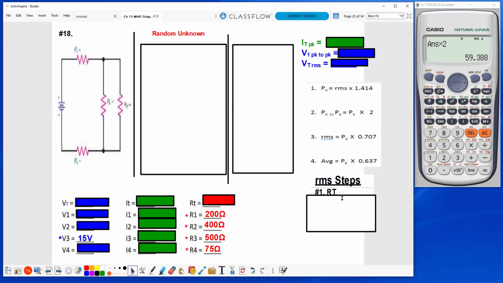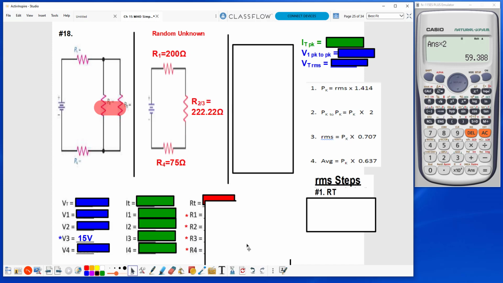So the first step I'm going to take is going to be to find RT. So I see that I have R2 and R3 that are in parallel with one another. So I'm going to combine those two values using the reciprocal formula. And I'm going to just bring the value of R1 over and the value of R4 over. So this gives me 200 ohms in series with 222.22 ohms and 75 ohms.